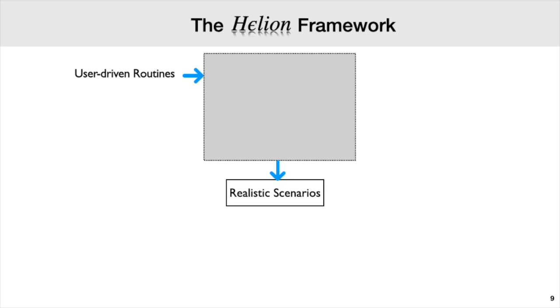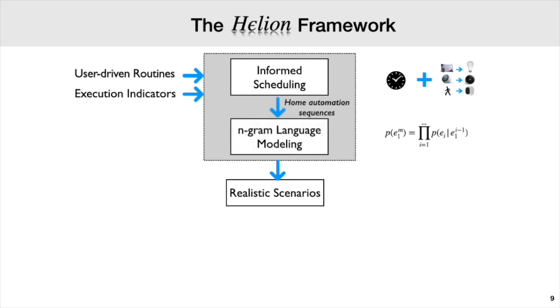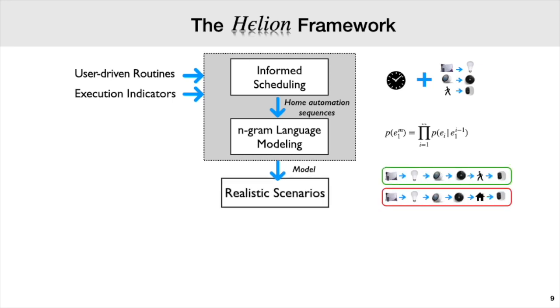So how do we get to these realistic scenarios? First, we need to get some idea of the order in which these routines execute. Hence, we take clues from the users, which we call execution indicators. Now, we need to create home automation sequences using user-driven routines and execution indicators. We use the process called informed scheduling, which places these routines in a time series that approximates how the user wants these routines to execute. Then we model these sequences using n-gram language modeling technique, which subsequently allows prediction. After that, the model is used to generate realistic scenarios.